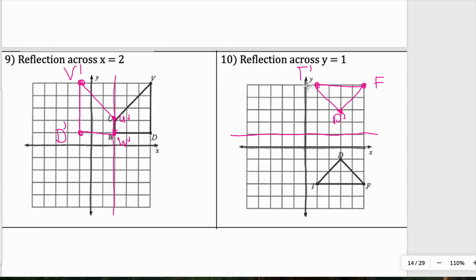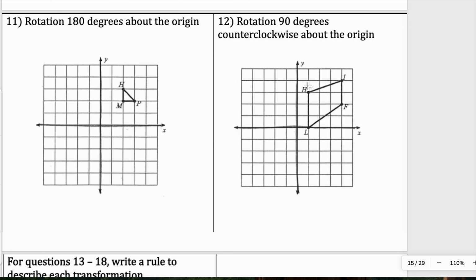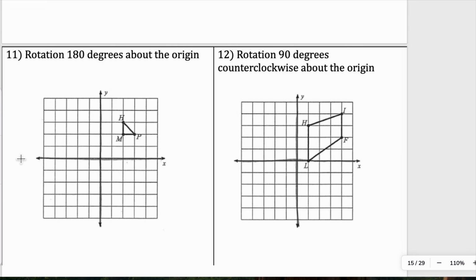Okay. Next up, we've got some rotations. What I do here is I first write down my original points.